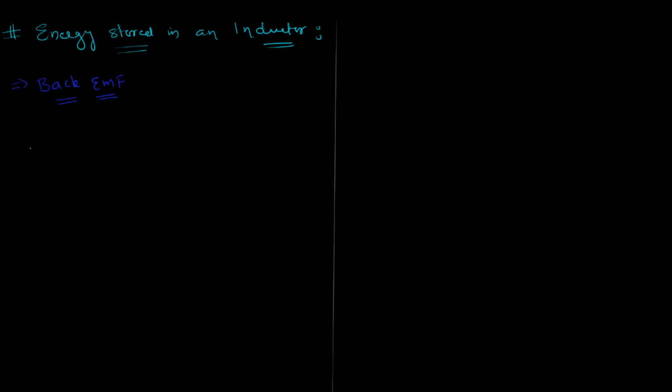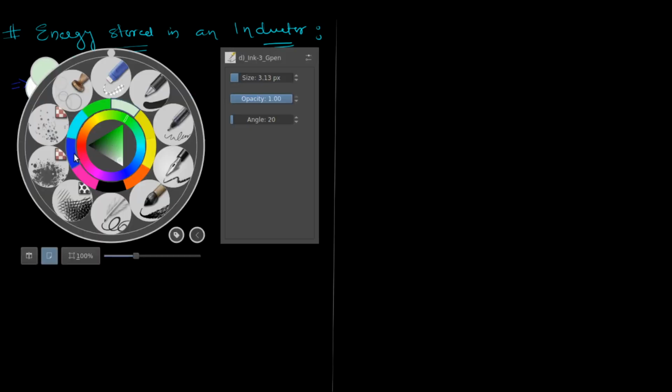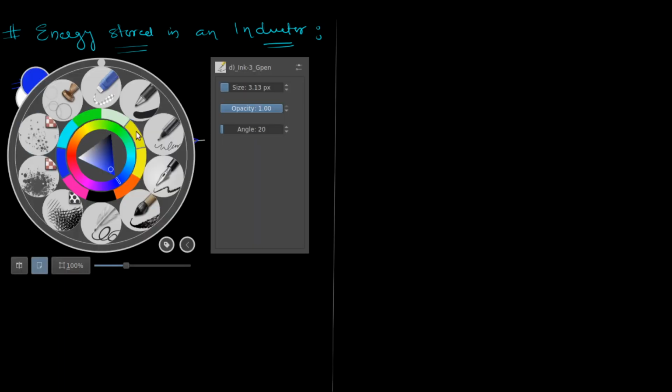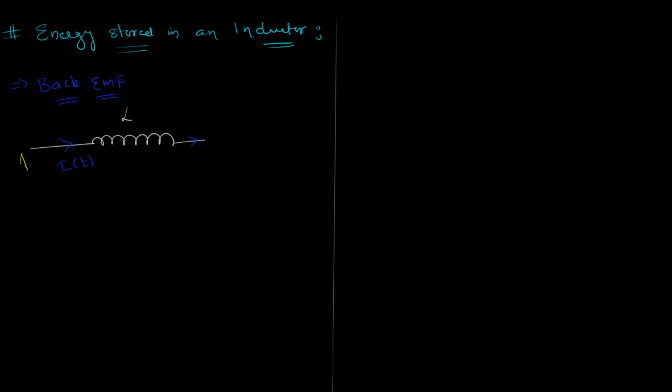Right, so let's take an inductor. There goes your inductor of inductance L. So it has inductance L, and in this inductor there is a current I, which of course is going to change with respect to time. This change could be that the current is increasing with respect to time, or it could be decreasing with respect to time. Let's say this end of the inductor is A, this end of the inductor is B.